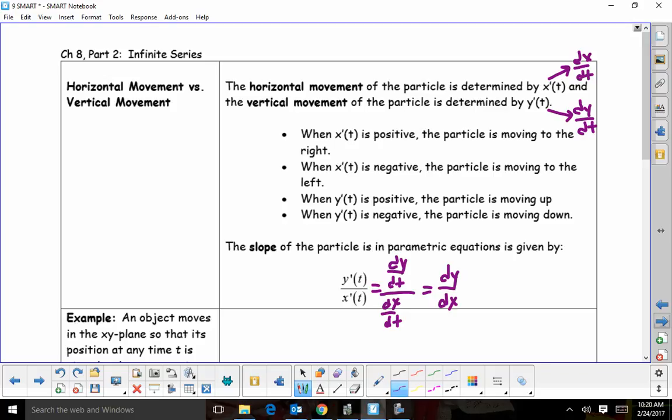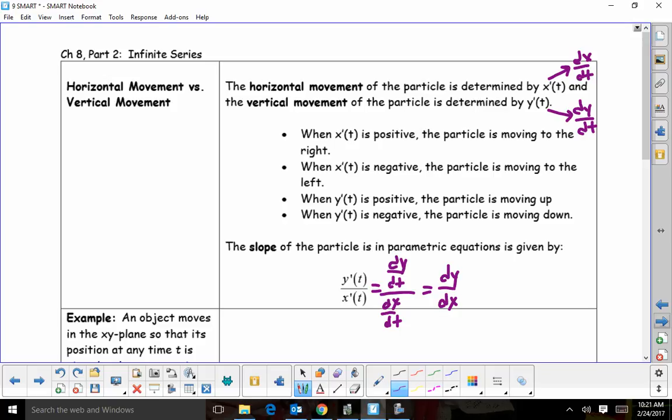Okay, so to get the slope, we can take the derivative of the y with respect to t over the derivative of the x with respect to t, and that can simplify to the derivative of y with respect to x, dy/dx. So this is what's cool about the parametric: it's breaking it down into horizontal and vertical movement. We didn't get this before. We just had the slope.